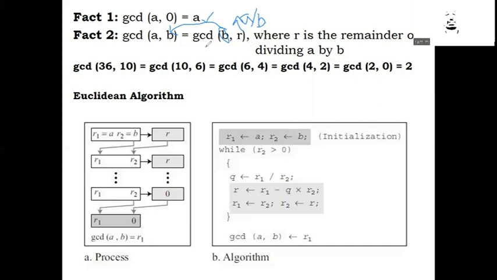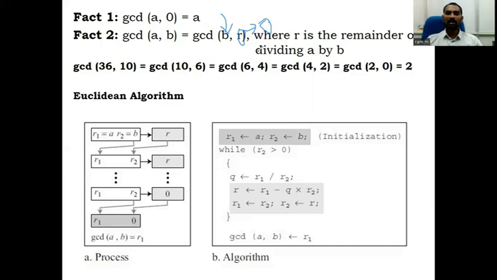Now we are going to repeat this process. We are going to repeat the second fact until the R value becomes 0. Until the R value becomes 0, we will continue this process. When the R value becomes 0, whatever value is present in the location of B will be the GCD of A comma B.